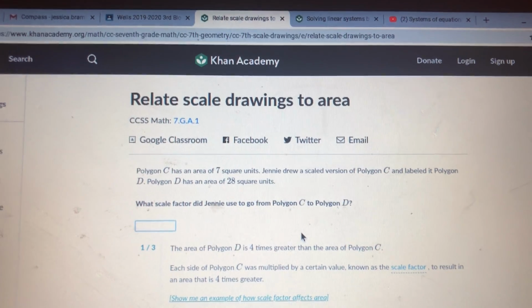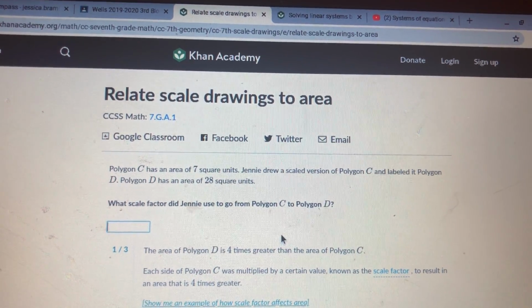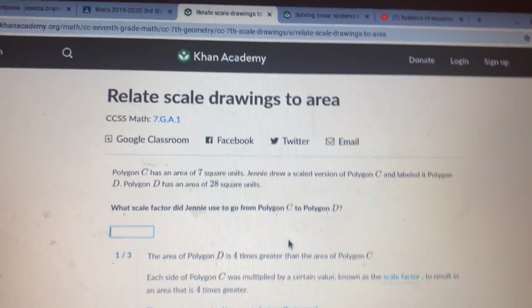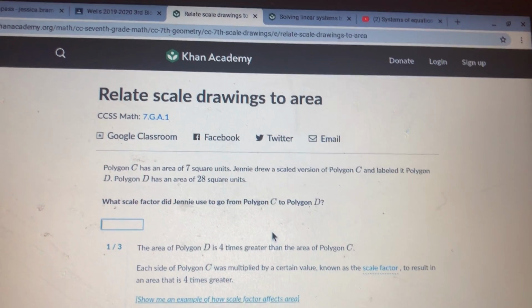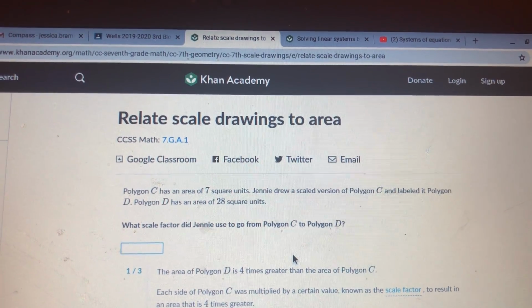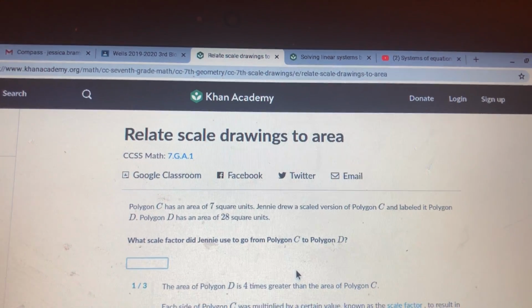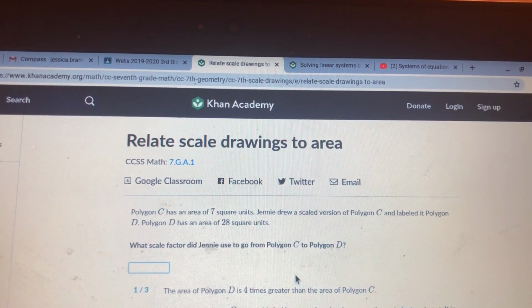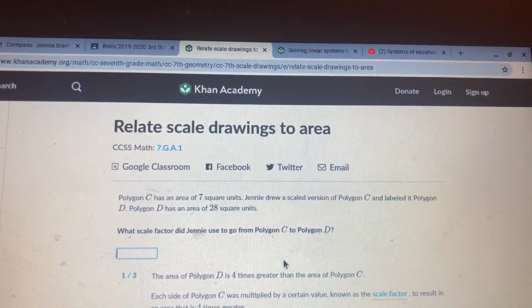This is one of the practice problems you might see today. It says polygon C has an area of 7 square units. Jenny drew a scaled version of polygon C and labeled it polygon D. And polygon D has an area of 28 square units. What scale factor did Jenny use to go from polygon C to polygon D?